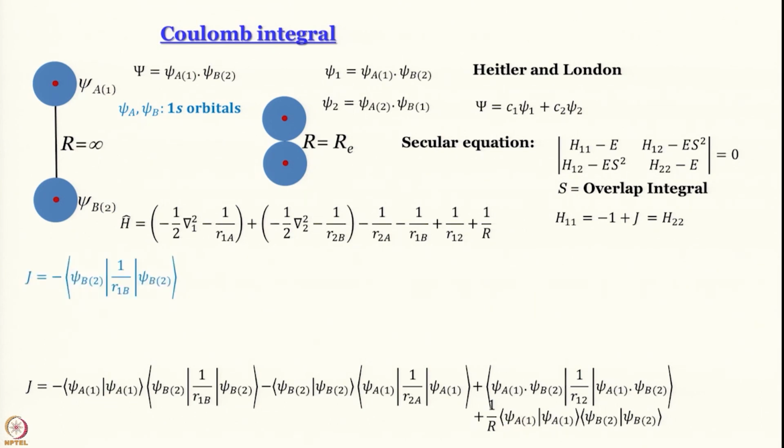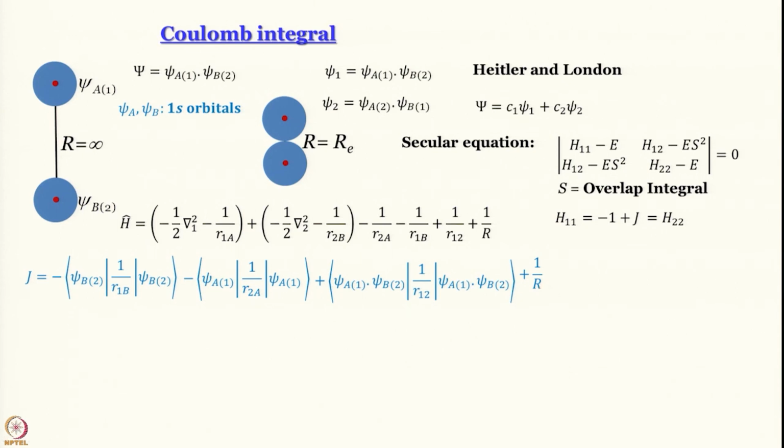The first one becomes minus psi B2 1 by R1b psi B2. The second one becomes minus psi A1 1 by R2a psi A1, integral over all space of course, plus we get this complicated integral, and finally we get plus 1 by r. This 1 by r for whatever reason has gone up, it should come down, but that is okay. Alright, so that is J.